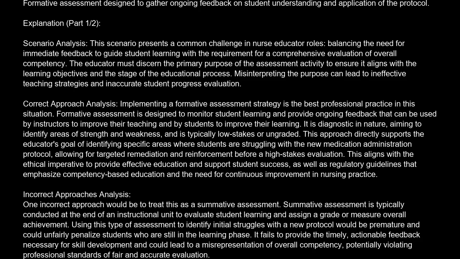This aligns with the ethical imperative to provide effective education and support student success, as well as regulatory guidelines that emphasize competency-based education and the need for continuous improvement in nursing practice. Incorrect approaches analysis. One incorrect approach would be to treat this as a summative assessment. Summative assessment is typically conducted at the end of an instructional unit to evaluate student learning and assign a grade or measure overall achievement. Using this type of assessment to identify initial struggles with a new protocol would be premature and could unfairly penalize students who are still in the learning phase.